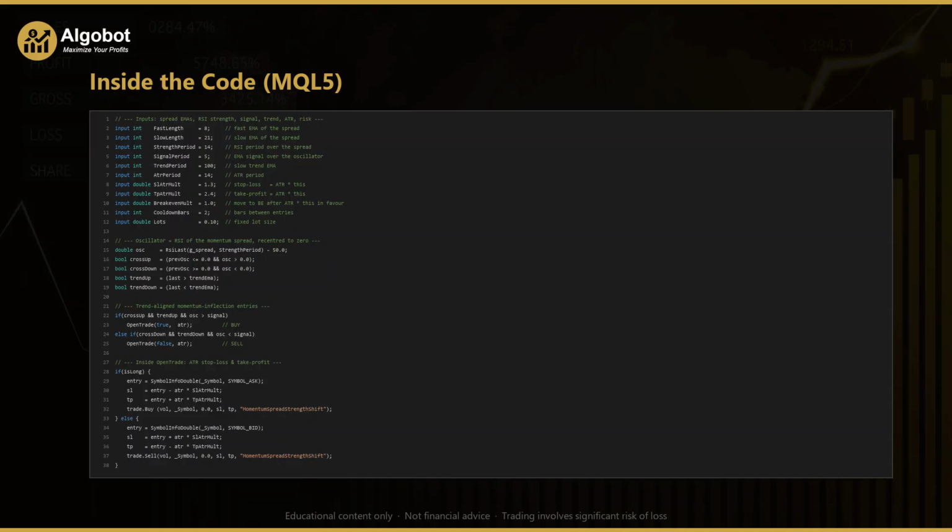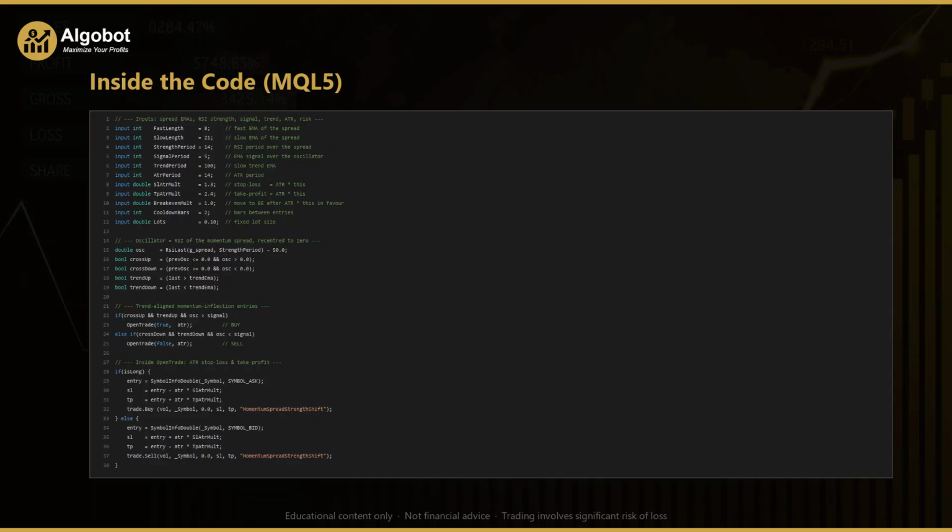Look at the buy block. When cross-up is true, the trend is up and the oscillator is above its signal, the strategy calls open trade with true. The sell block is the mirror. When cross-down is true, the trend is down and the oscillator is below its signal, it calls open trade with false.